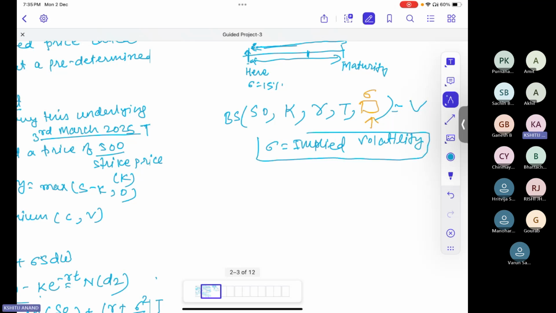Any doubt till now? What is implied volatility? Kshitij, can you please tell me the difference between realized volatility and historical volatility?